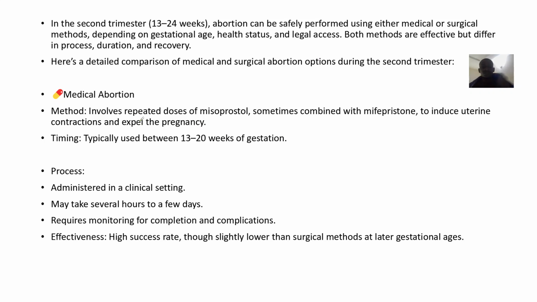Unlike the first trimester where you just dose misoprostol at least once, for the second trimester you have to repeatedly dose the misoprostol. You combine it with mifepristone. The misoprostol is what will actually induce the uterine contractions, and mifepristone will stop the production of progesterone, which is needed to sustain the pregnancy. It's typically performed between week 13 to 20, but you can also do it up to week 24.